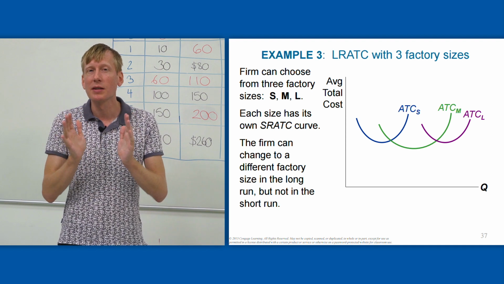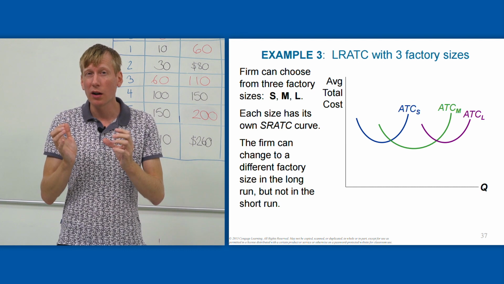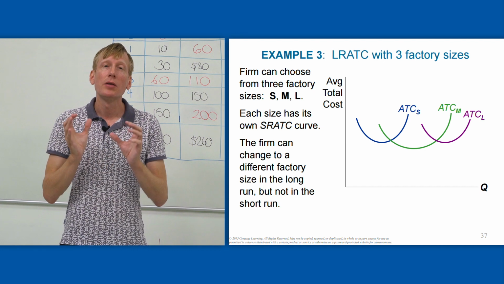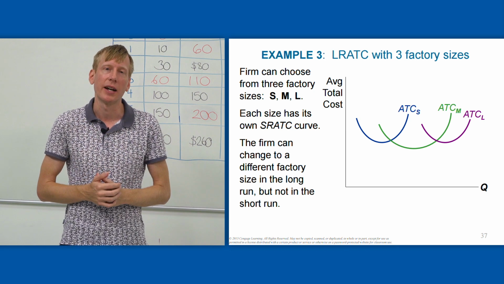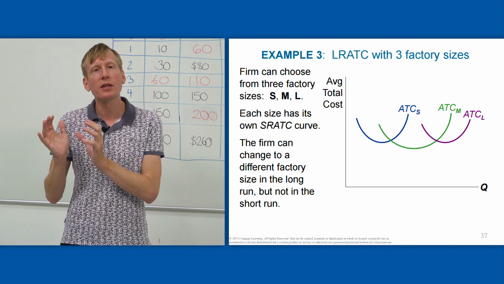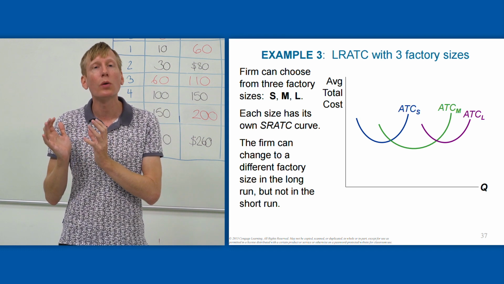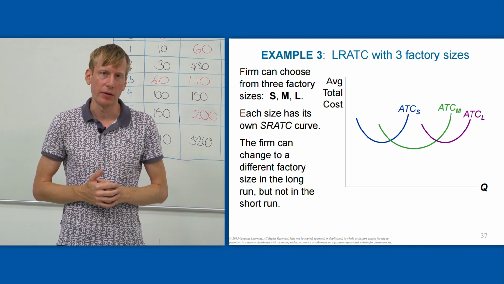For medium levels of output, it's now more efficient, cheaper, with a lower average total cost for us to produce, not using a small factory, but using a medium-sized factory. And for a higher range of output, it's more efficient for us, with a lower short-run average total cost, if we were to use a large factory.